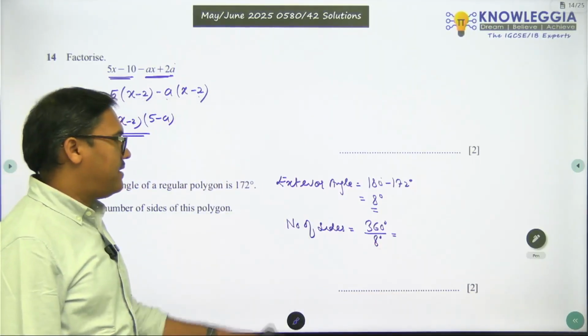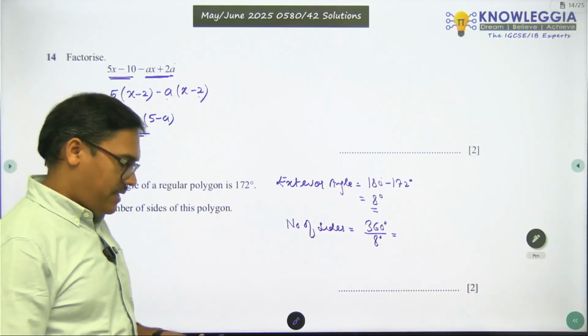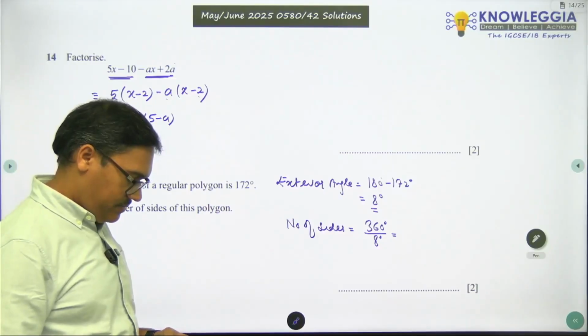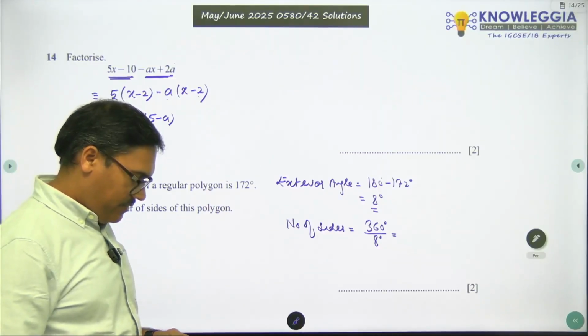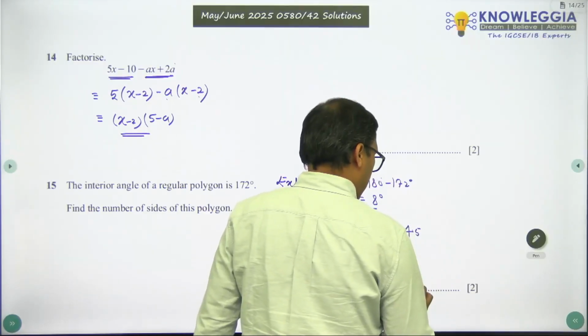So how many sides are there? The total sum of the exterior angles will be 360 degrees, divided by 8. So what is this? This is 360 divided by 8, which is equal to 45. So there are 45 sides in this polygon.